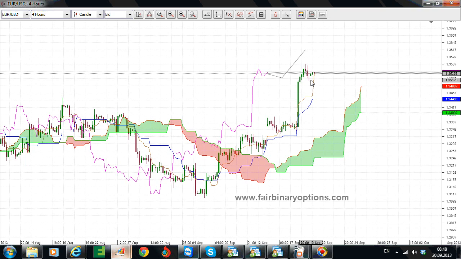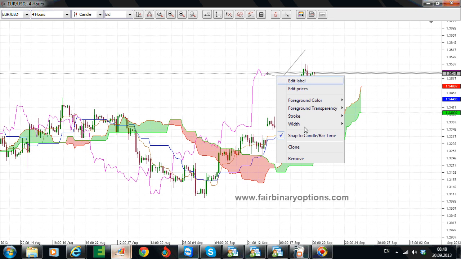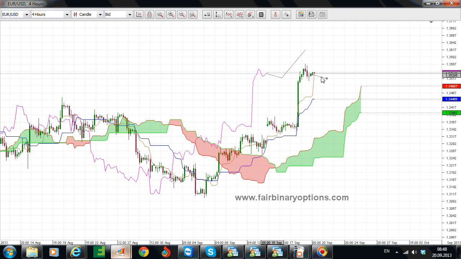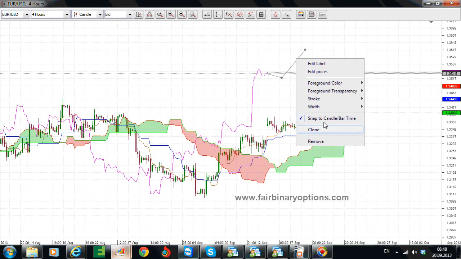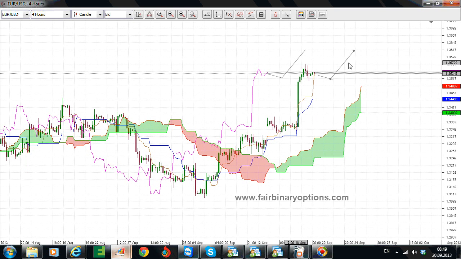If the Chinkou is price projected back 26 periods, that means that price here will have to do something like that in order for the Chinkou to avoid the price in front of it. And there you go, we have here a possible bullish setup.